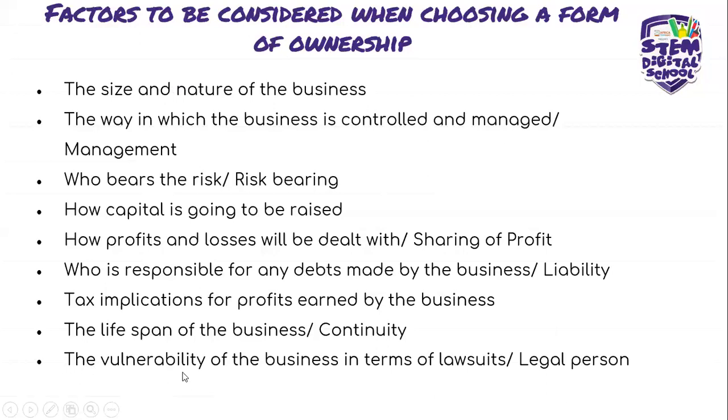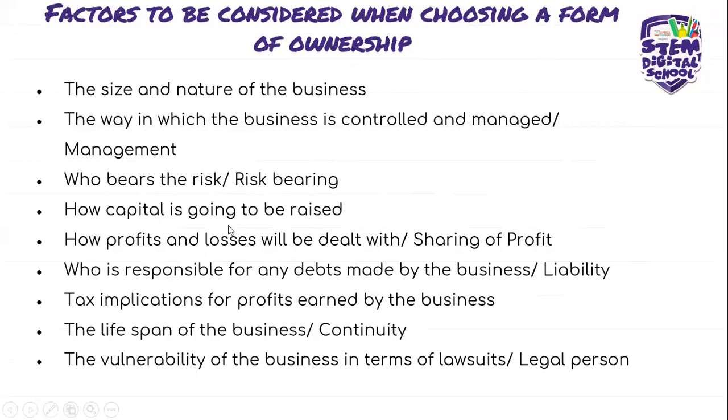Also, let's look at the vulnerability of the business in terms of lawsuit or legal person. So how vulnerable is your business in terms of lawsuits and your legal person, if someone wants to open a case against you and stuff like that, basically. Okay, so these are the factors that you need to take into consideration when you form any form of ownership, basically. So remember, we've got so many forms of ownership. Examples can be a sole proprietor, companies, a partnership, or a closed corporation. So before you form any business or any form of ownership, you must look at these things, guys. So these are the factors that you must look at.